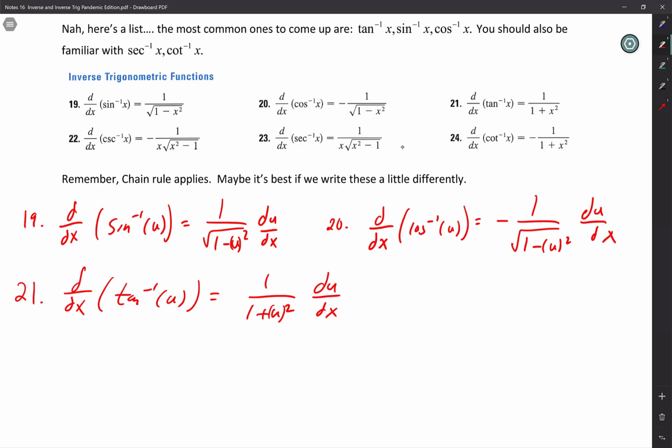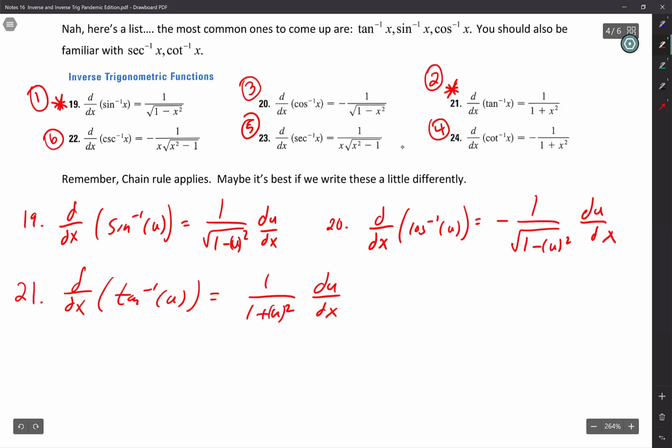Which one are the ones that come out the most? Yeah, the top two. Arc sine, I'm going to call this one number 1. And it's actually not arc cosine, but arc tan, I'll call that number 2. The one that comes out number 3, I would say arc cosine. Then arc cotangent is 4, arc secant is 5, and then the least, 6. So those are the rankings.